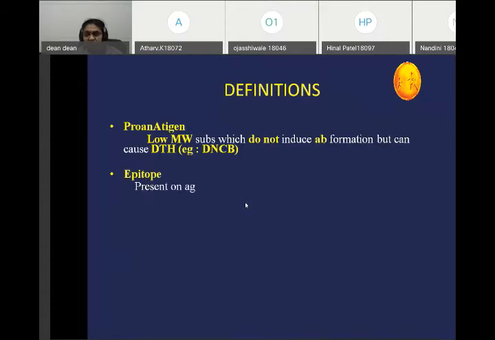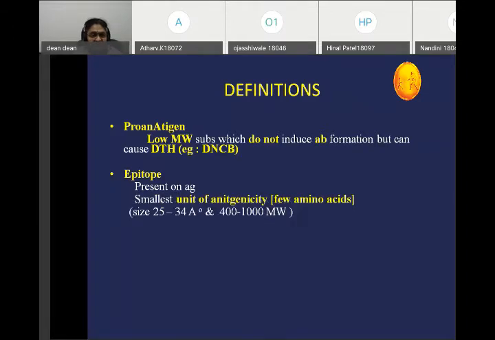Epitopes. Epitopes are present on antigens. They are the smallest unit of antigenicity, made up of few amino acids. Their size measures about 25 to 34 angstrom unit and about 400 to 1000 molecular weight. These epitopes are present on antigen and the corresponding area on the antibody is called paratope.